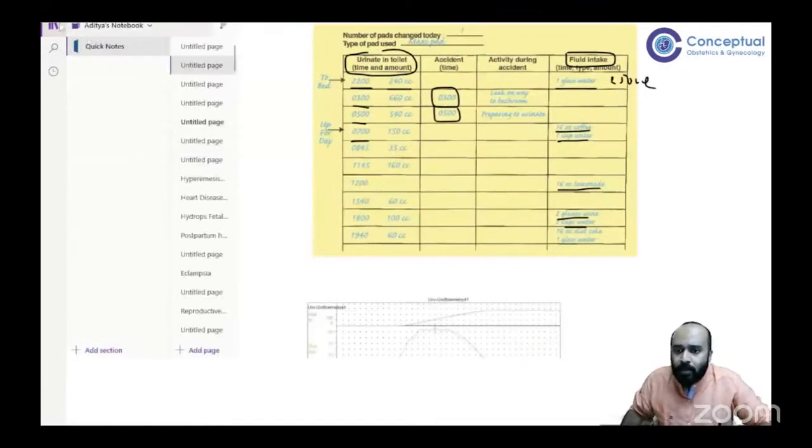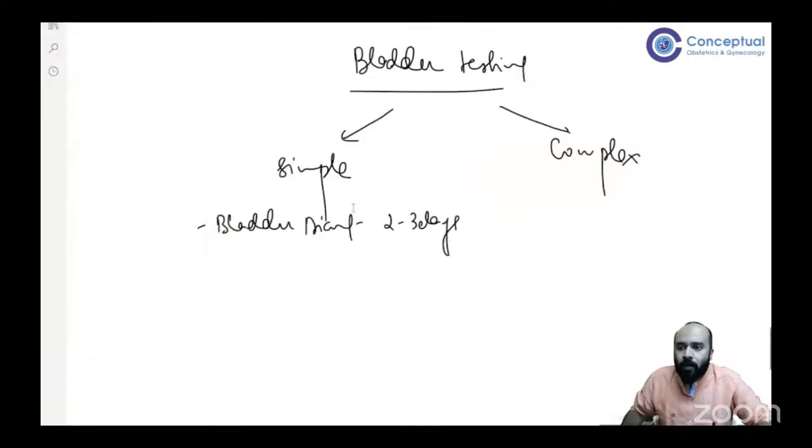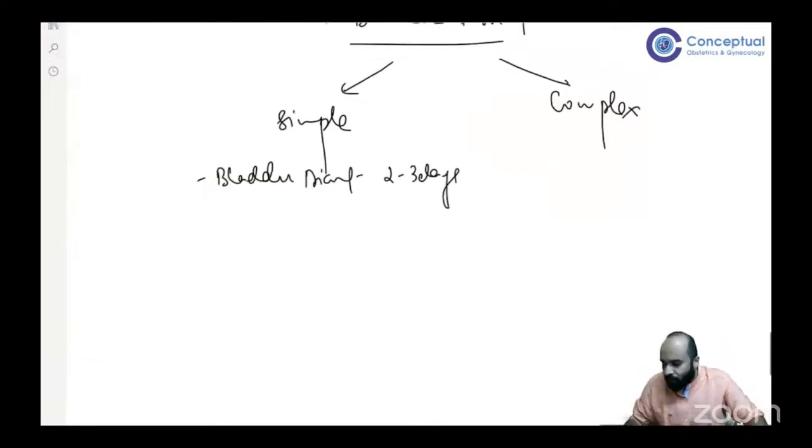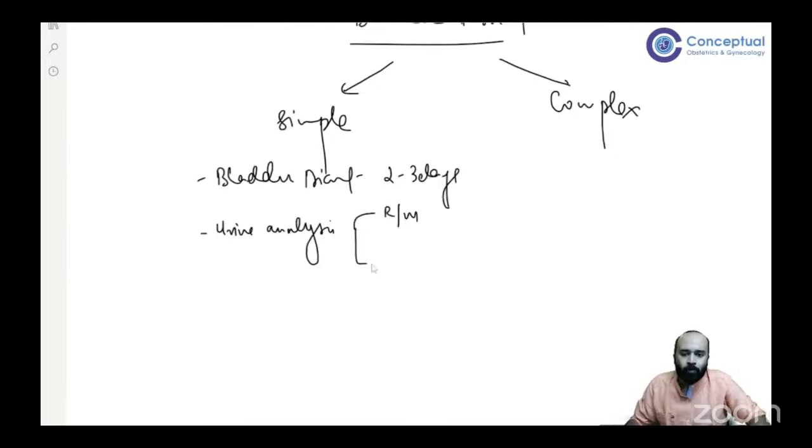Next, after she is done maintaining a bladder diary, I'll be doing a few simple tests, and it includes my urine analysis. In urine analysis, I'm first of all going to do a routine microscopy and a culture sensitivity. A routine microscopy is going to tell me if there are proteins, if there are pus cells, if there is bacteria present inside my urine.